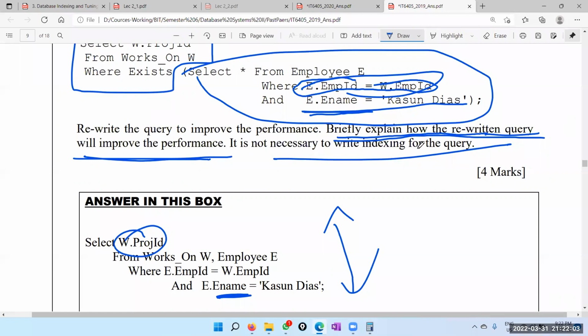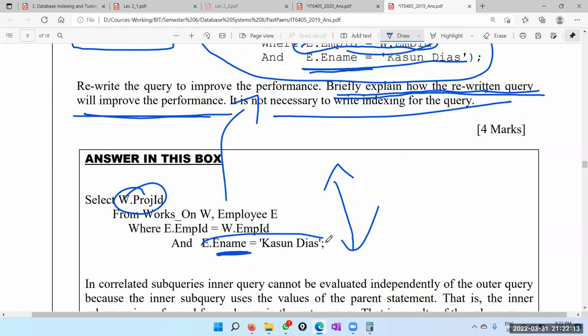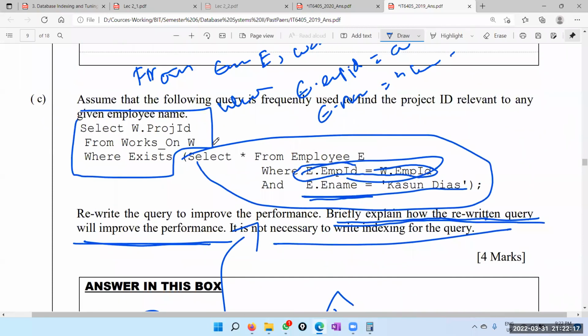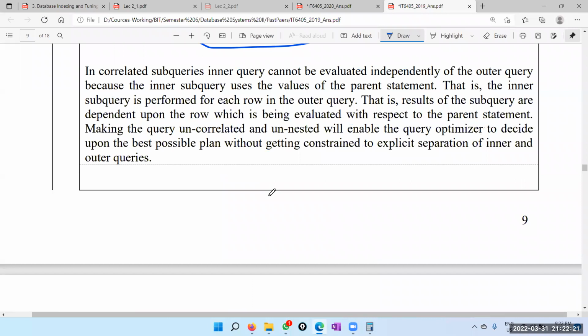I don't know the main reason why this is better than this. Here also we take all the records related to custom dice. Here also we have to do that. Then you join it. Here also we have to join it, right? Okay, let's read the explanation, because I don't see any reason why.